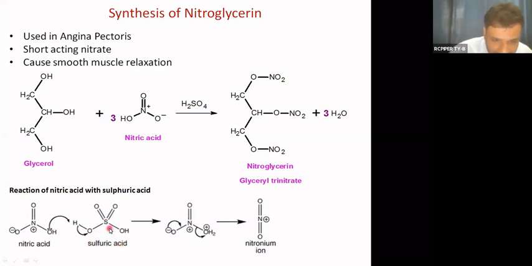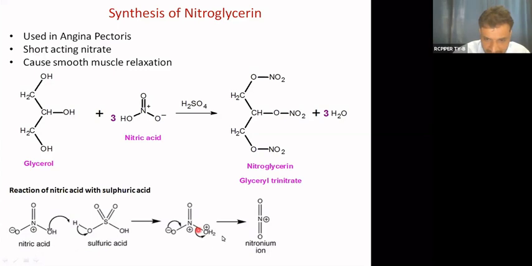So you can see here, very interesting. Although you are saying nitric acid is an acid, sulfuric acid is an acid, in this case this is an acid-base reaction. Nitric acid is acting as a base, accepting a proton, and sulfuric acid is acting as an acid because it is a strong acid. It is donating a proton. The proton is going on the oxygen of the hydroxyl group of nitric acid.